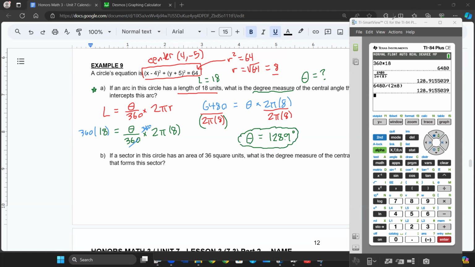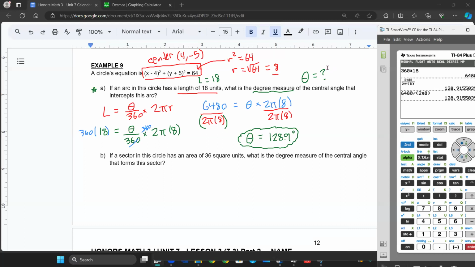And lastly, if a sector in the same circle has an area of 36 square units, what's the degree measure of the central angle that forms this sector? We're going to approach this very similarly, except that we're dealing with the area. So we'll use the area formula: degree measure theta over 360 multiplied by pi r squared.